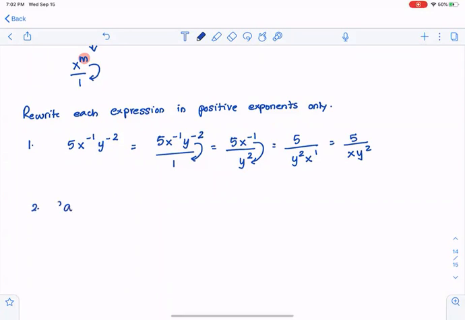So 8a cubed, b raised to negative 2, c raised to negative 4. We want to write this in positive exponents. So first step to start is to visualize a denominator. Denominator is 1. Move c raised to negative 4 from the numerator to the denominator.